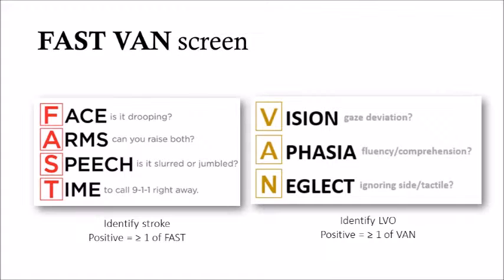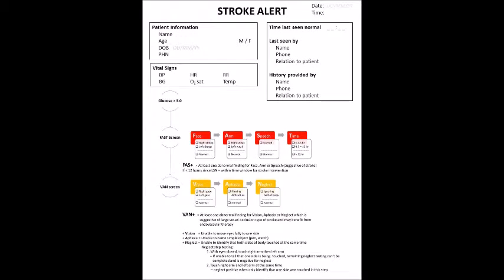Once again, this is our Fast VAN screen, looking for large vessel occlusions and ischemic stroke to better triage patients to endovascular therapy. FAST identifies a potential stroke, and then VAN stands for vision, aphasia, or neglect. If one of these three is positive, the patient may have a potential clot and may be amenable to endovascular intervention. This is our screening form that will be sent out. It includes the different steps in the Fast VAN screen and also room to document patient information.